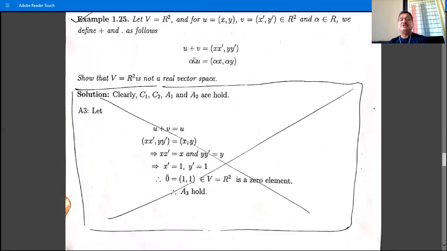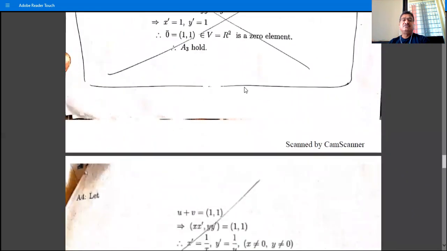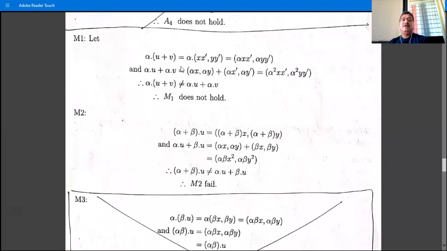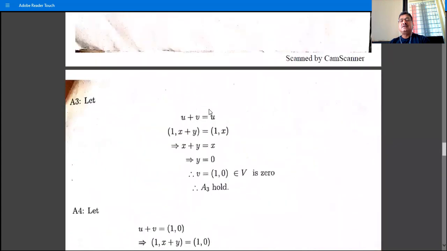So if we observe the operation, scalar multiplication is the usual scalar multiplication, but the addition is not the usual addition. What is the usual addition of (x, y) plus (x', y')? It is (x plus x', y plus y'), but here it is not x plus x', it is x times x', y times y'. So I have to concentrate on the properties corresponding to addition, 5 properties. Out of that, this property M1 fails. What is M1? Alpha (U plus V) is not equal to alpha U plus alpha V. So by taking a counterexample, we can show that this is not satisfied. Give the answer.